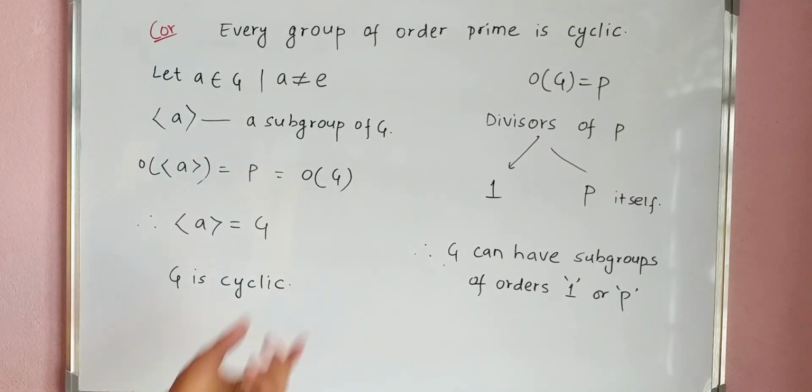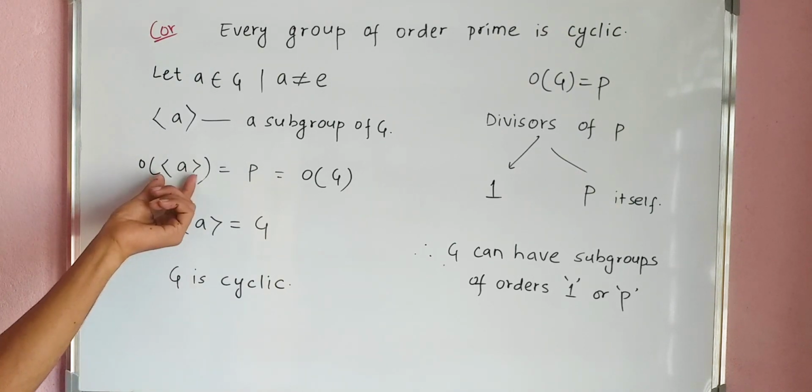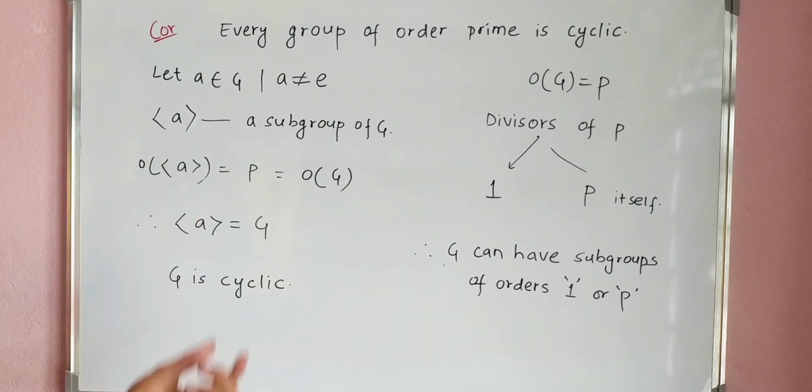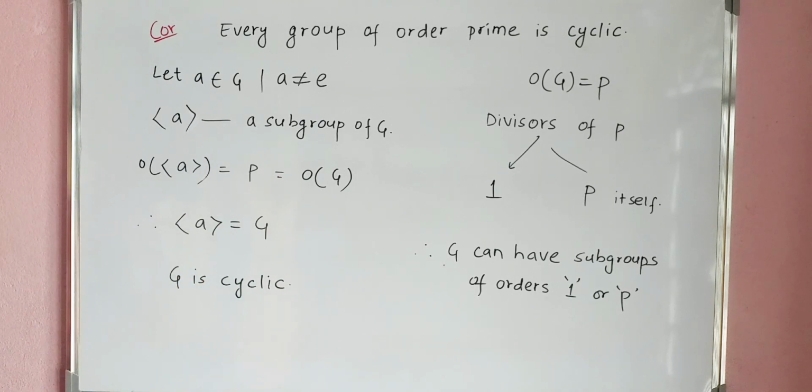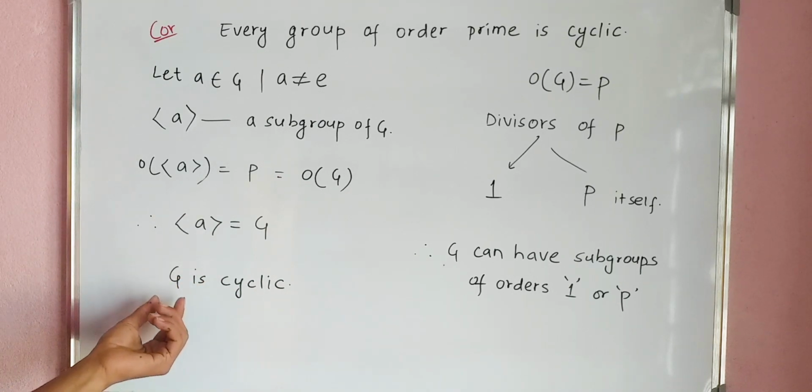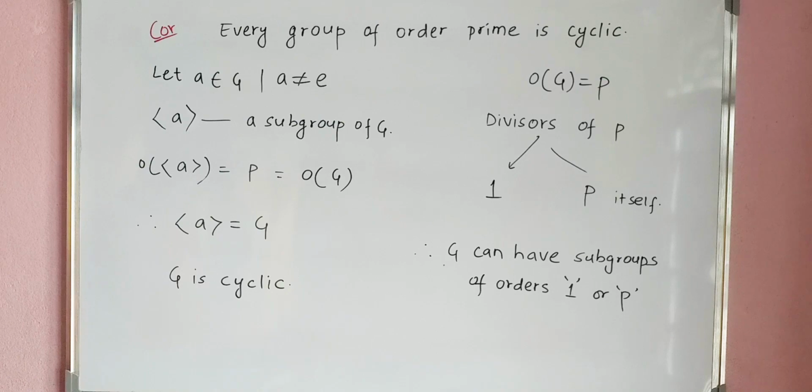But we have the order of G is also p. So, we conclude that this cyclic group generated by a is the group G itself. So, G is the cyclic group generated by a and we have G is cyclic. The theorem is proved.